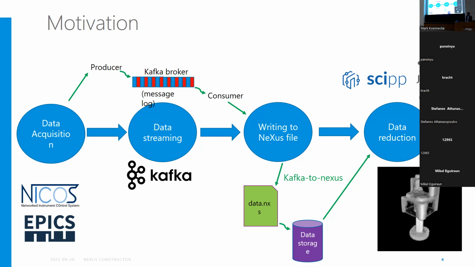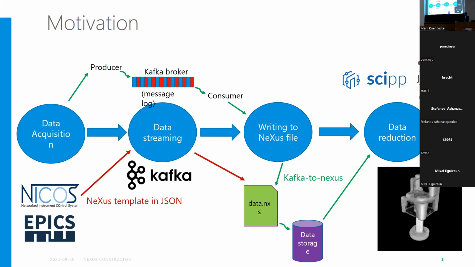NICOS will also be deciding when to save data from the experiments, either script-based or from a command line. And basically, we are using Kafka to stream all data. That data streamed through Kafka is serialized using FlatBuffers. So NICOS and the devices will be the producers of these messages. Eventually we will have a file writer that we call Kafka-to-Nexus, which is developed at ESS to write Nexus files. And eventually it will end up in data storage, and we can use Scipp or Jupyter notebooks for data reduction and processing.